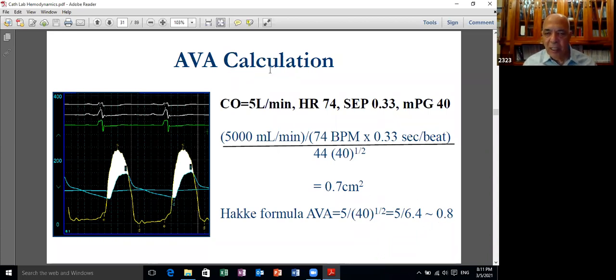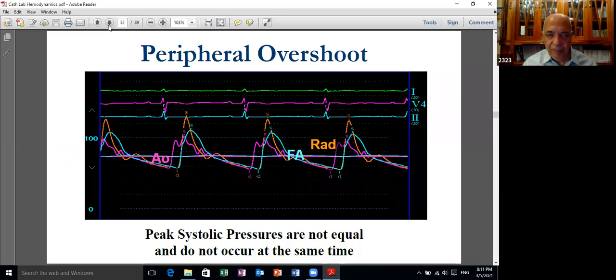And you just disregard the rest. So in the examination, if you get all the figures, just ignore all of them except the mean pressure gradient and the cardiac output. Go ahead and calculate it by Hakki's formula. It's very well accepted and very close to the findings that you can get with Gorlin's formula.